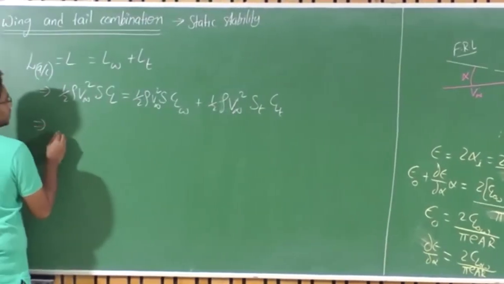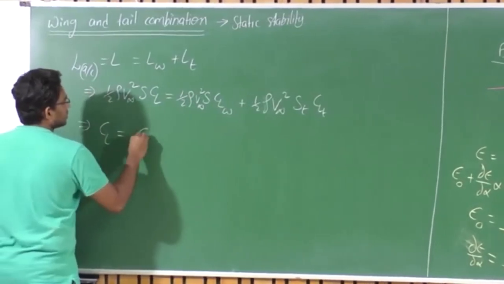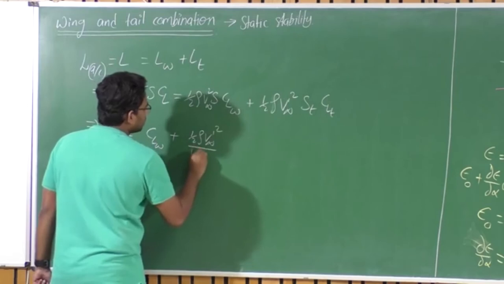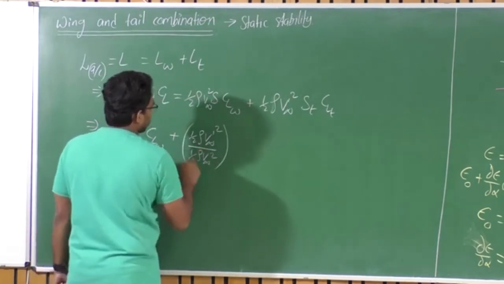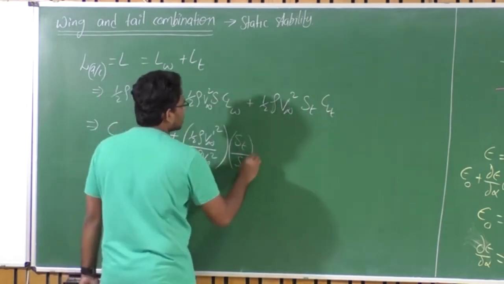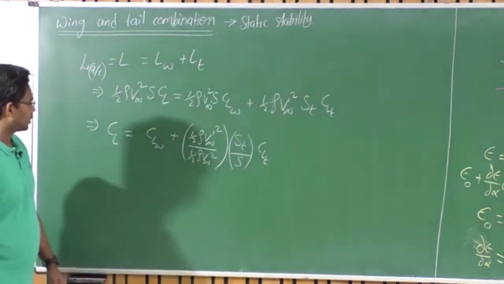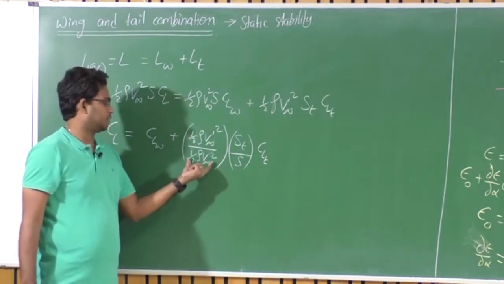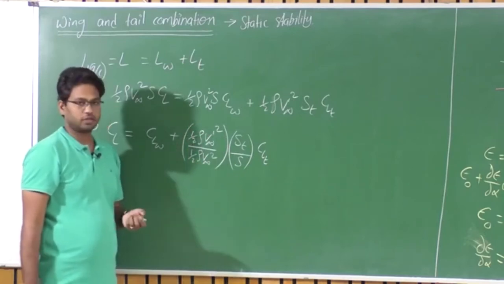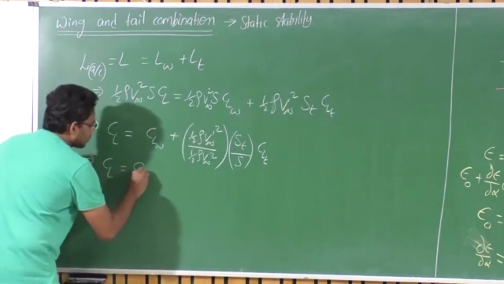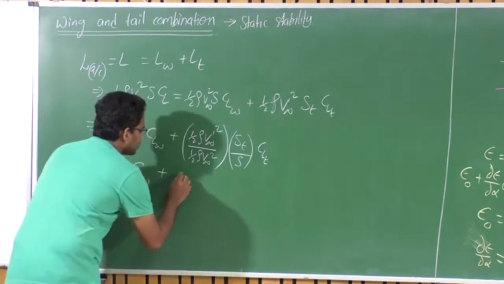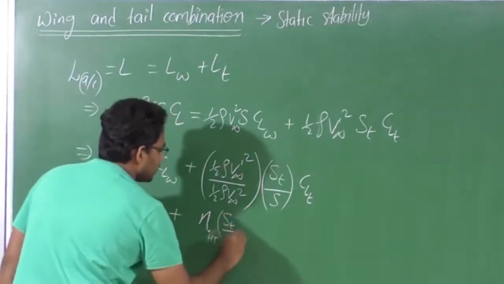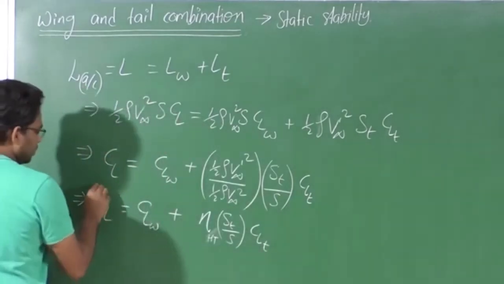So now, if I simplify this further, the CL of the total aircraft is CL of wing plus half rho V infinity prime squared upon half rho V infinity squared, right, times S of t upon S times CL of t, okay? So this particular factor, the dynamic pressure at the tail upon dynamic pressure at the wing, is known as the tail efficiency factor, okay? So this can be further written as CL of wing plus the tail efficiency factor, which is eta of HT, times St upon S times CL of tail, okay? This is one important expression.